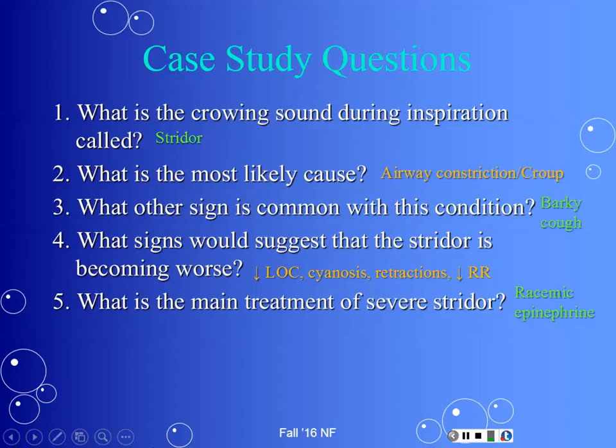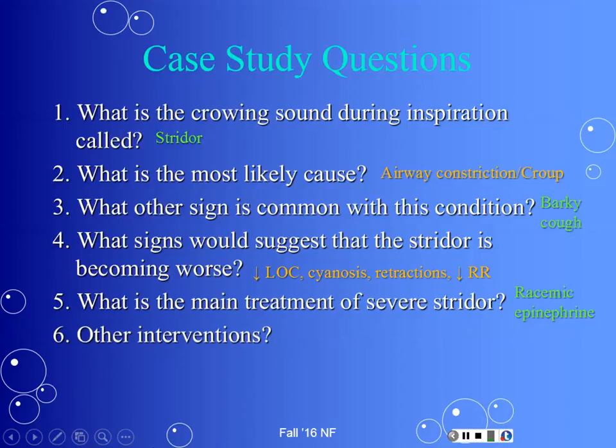But one of the things that you need to monitor them for is for an hour to 2 hours after you give it. What you're worried about is what they call a rebound effect. They may revert to their pre-treatment state. So if they had severe stridor and severe respiratory distress when they came in, they can revert to that. So that's something you want to watch for. Okay.